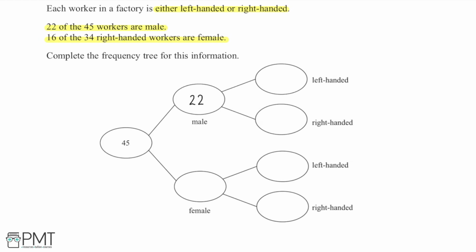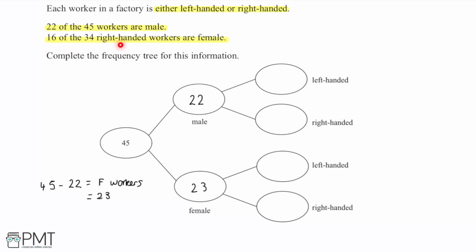Now, if 22 of the workers are male, and the male and female workers are going to sum to this total of 45 workers in total, we can work out the number of female workers by taking 45 and subtracting 22 to get the female workers, and that gives us an answer here of 23, which I can put into this box here. So now the total number of workers is 45, male plus female is equal to the total number of workers.